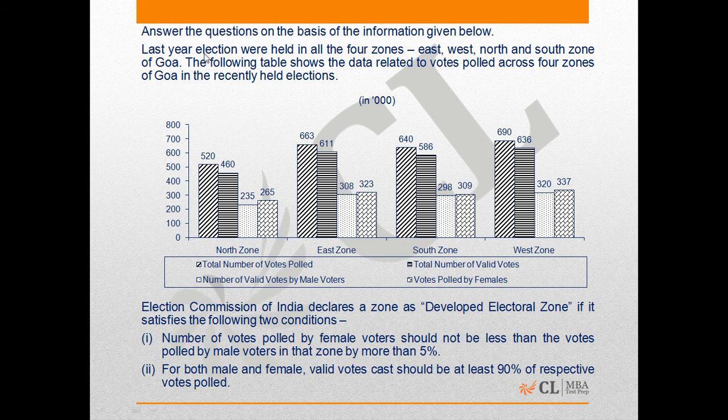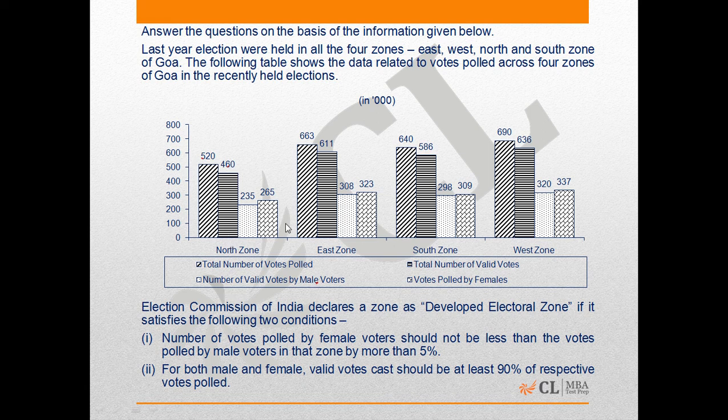This question says last year elections were held in all the four zones, east, west, north and south, of Goa. The following table shows the data related to votes polled across four zones of Goa in the recently held elections. The legend tells us that the total number of votes polled in, let's say, north zone is 520. Total number of valid votes is 460. So the difference, that is 60, is the number of votes that were invalid.